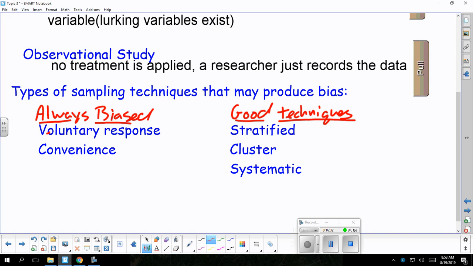So let's go ahead and get into our bookwork and see some of the examples our book gives.